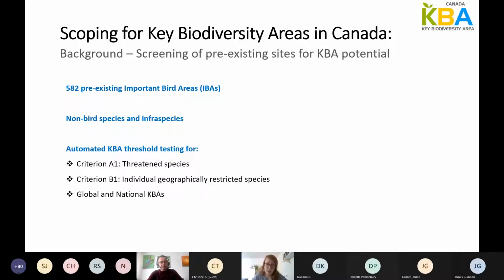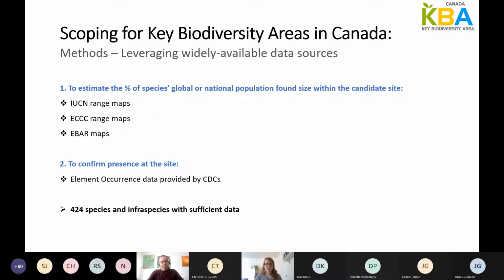There are 582 Canada-wide, and we were interested in seeing whether they had any KBA potential for non-bird species, so for other taxa, as well as infraspecies, so subspecies, varieties, etc. We were assessing specifically whether there was any potential for these other species to meet KBA criterion A1, which is for threatened species, and criterion B2, which is for individually restricted, geographically restricted species. And we did that for both global and national KBAs. A quick sense of our method.